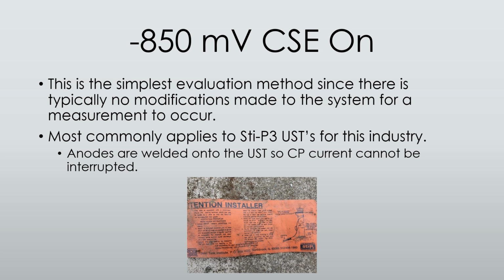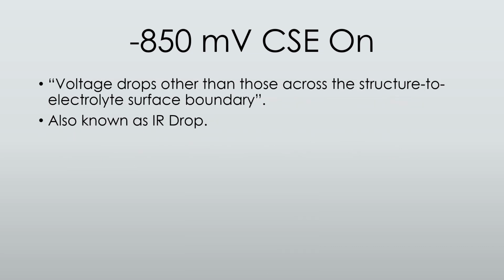This is because the anodes are welded onto the bottom of the tanks, so the CP current cannot be interrupted, so the only interpretation for the protection of these systems can be taken as the -850 on. And in that paragraph, we have the line, voltage drops other than those across the structure to electrolyte surface boundary.